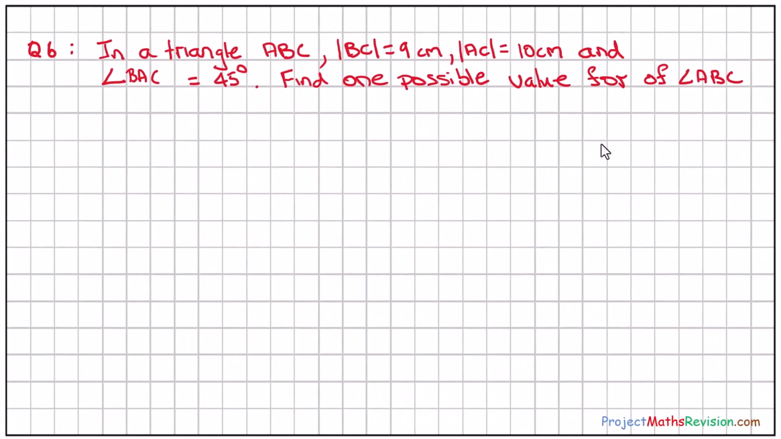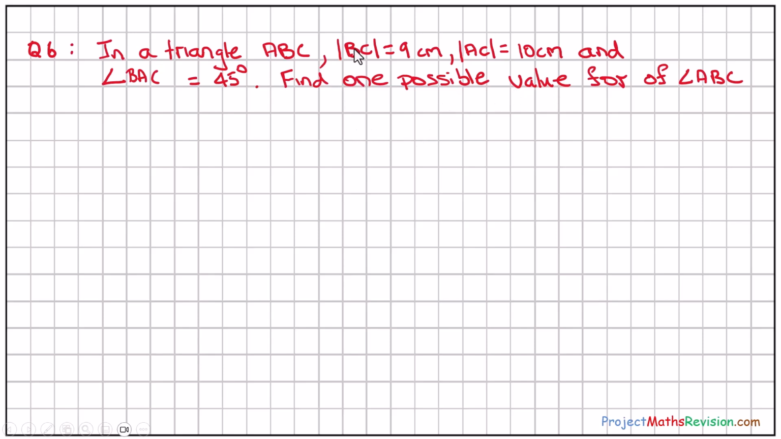So let's take a look at a question here, question 6. We're told a triangle ABC has the side length BC is 9 centimeters, AC is 10 centimeters, and the angle BAC is 45 degrees. And we have to find one possible value for ABC. Later on we'll see that it's possible in questions like this to have more than one value for the angle, but we'll talk about that later.